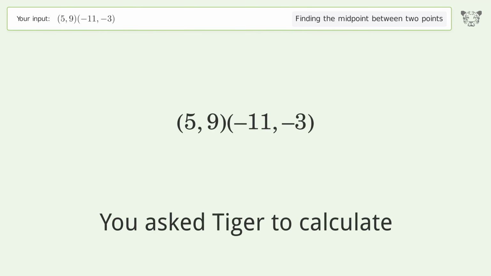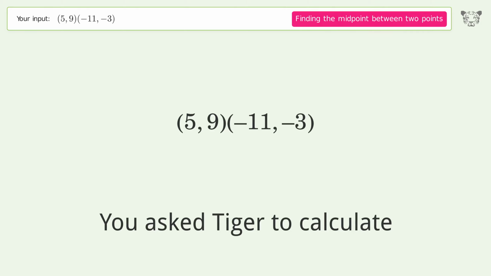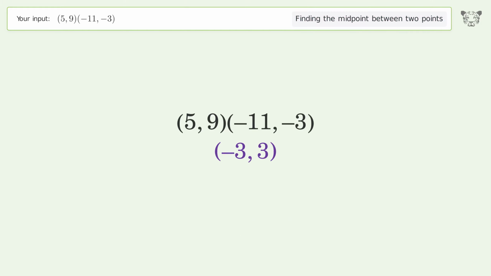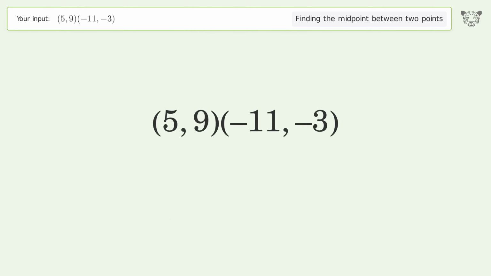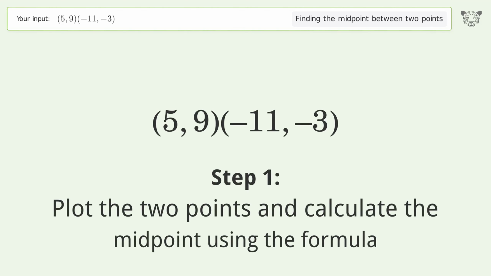You ask Tiger to calculate. This deals with finding the midpoint between 2 points. The midpoint between the 2 points is -3, 3. Let's solve it step by step. Plot the 2 points and calculate the midpoint using the formula.